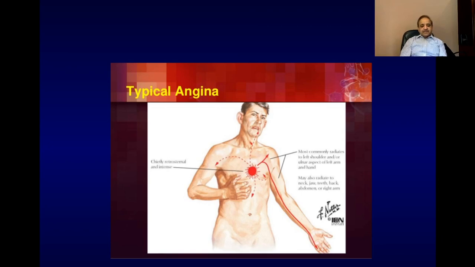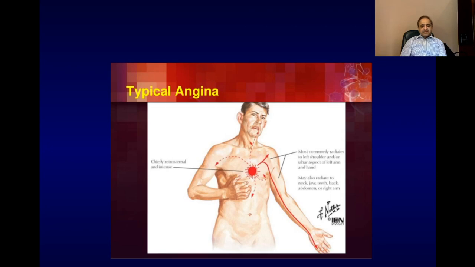These are the typical symptoms, but the patient may have atypical symptoms, particularly elderly patients and diabetics. They do not have any chest pain. They just suffer from breathlessness, dyspepsia, and fatigue, and then sweating, weakness. So these are the atypical symptoms.